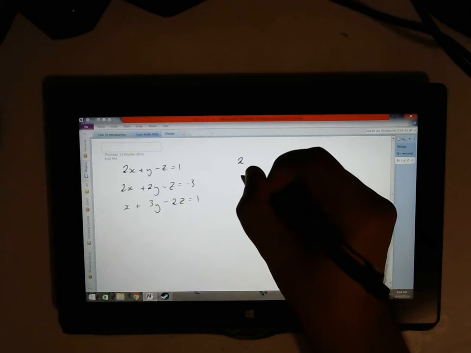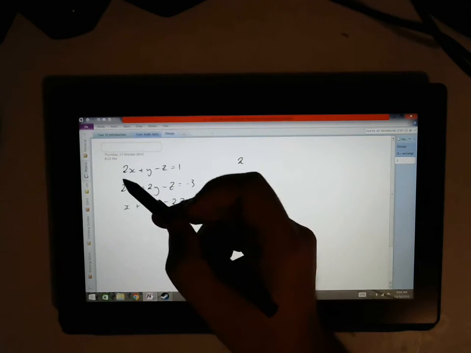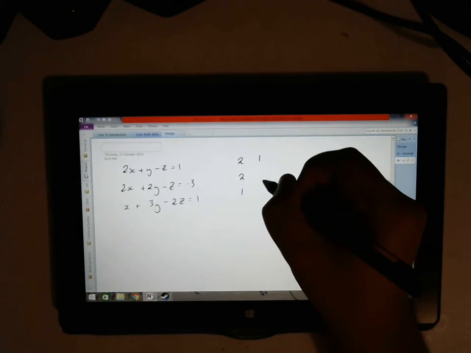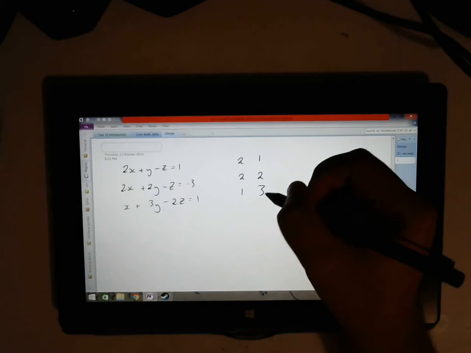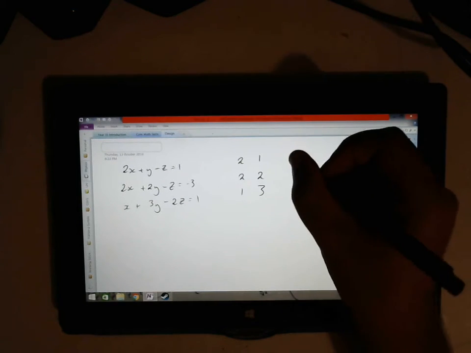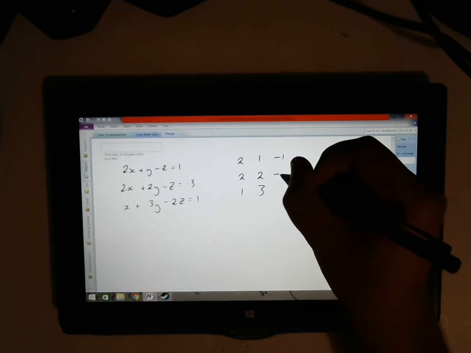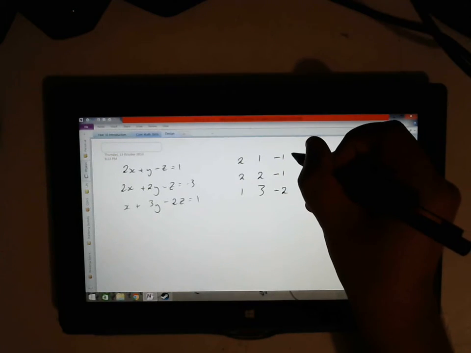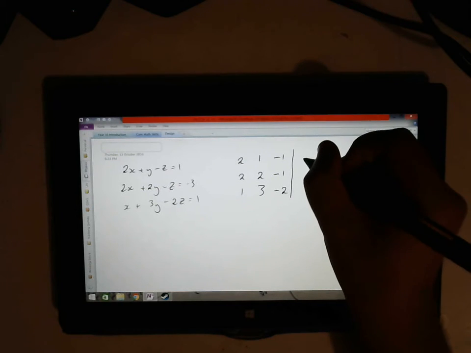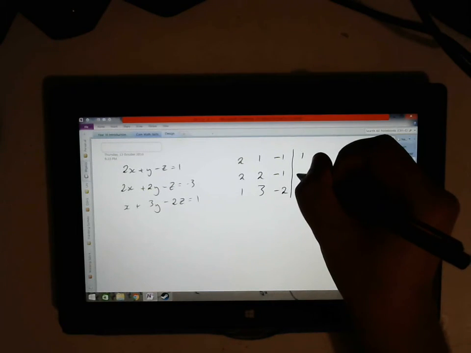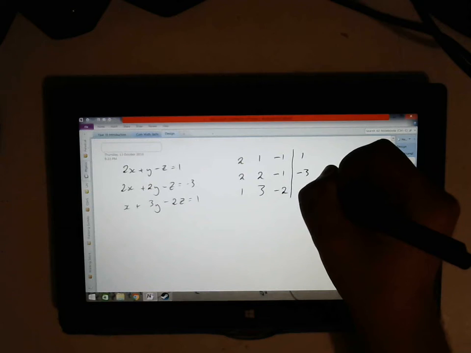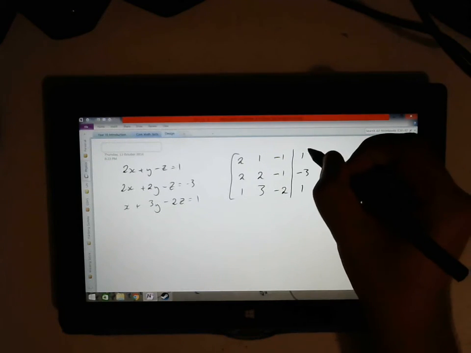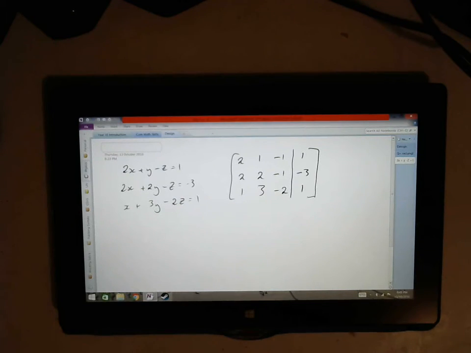So we're going to have 2, 2 and 1, so I'm just getting the ones in front of the x's. In front of the y I've got 1, 2 and 3, and then finally in front of the z's I have -1, -1 and -2. Do be aware of negatives, and we're going to augment this, so we're going to put a line there just to show the augmentation, and we have our constants of 1, -3 and 1, and let's put our brackets to show that this is indeed a matrix.